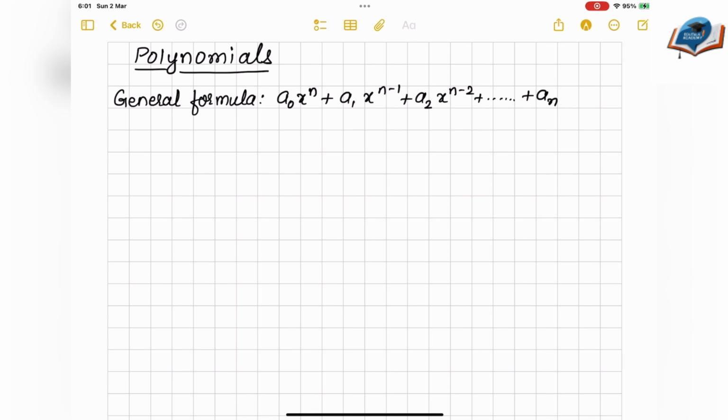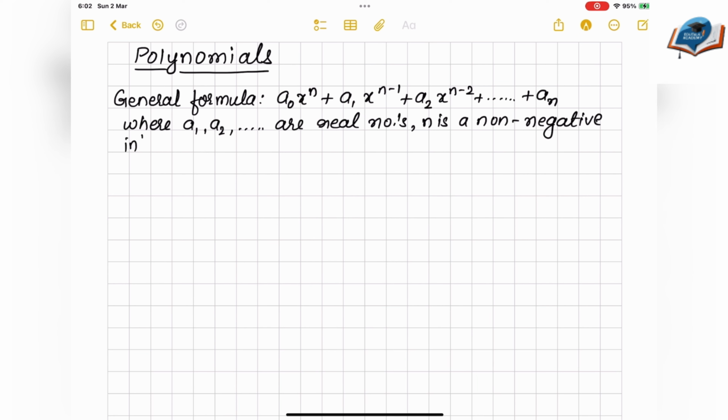That is x raised to the power 0, where a1, a2, dot dot dot are real numbers, n is a non-negative integer, a0 can't be equal to 0.